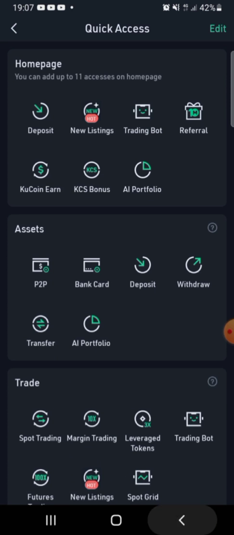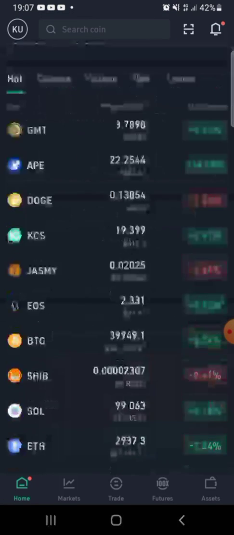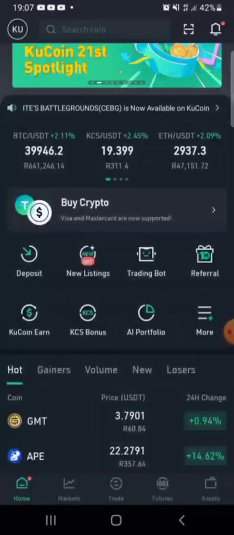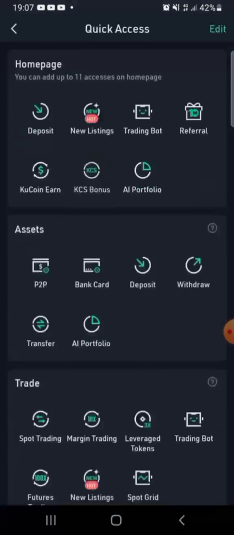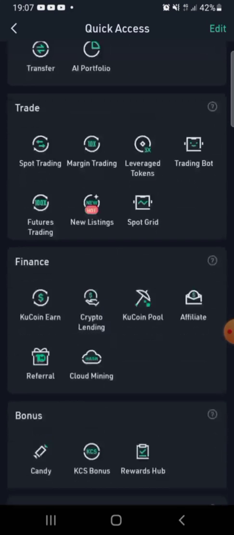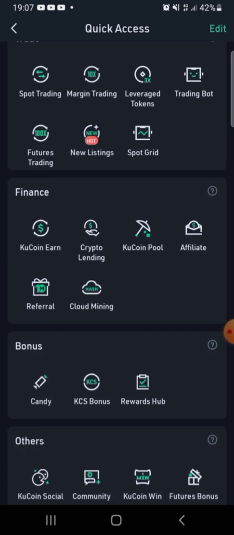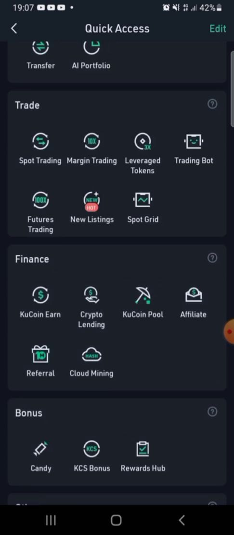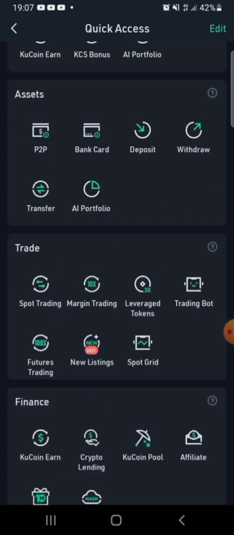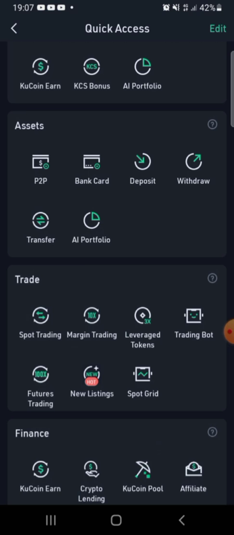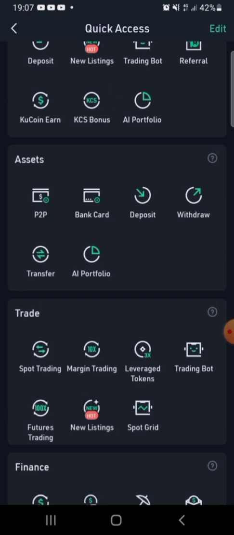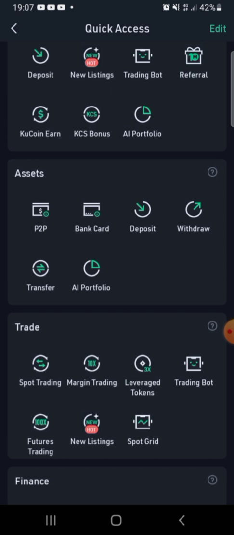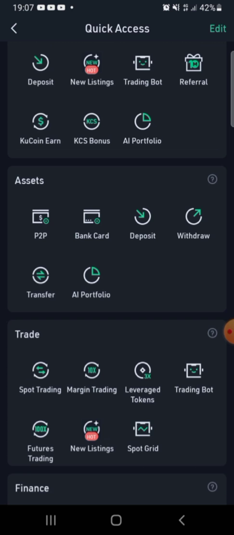So I was basically on the home page here of the app, and basically you just go into the More option over here. Then you find a quick access guide with a whole lot of options depending on what you want to do. You can go for the bonuses. There's the finance section where we're about to go, and you can obviously trade since KuCoin is a really big exchange. And then there's assets, P2P, bank card. Actually, that's how you can get your money in. So you can use a debit card, I believe.